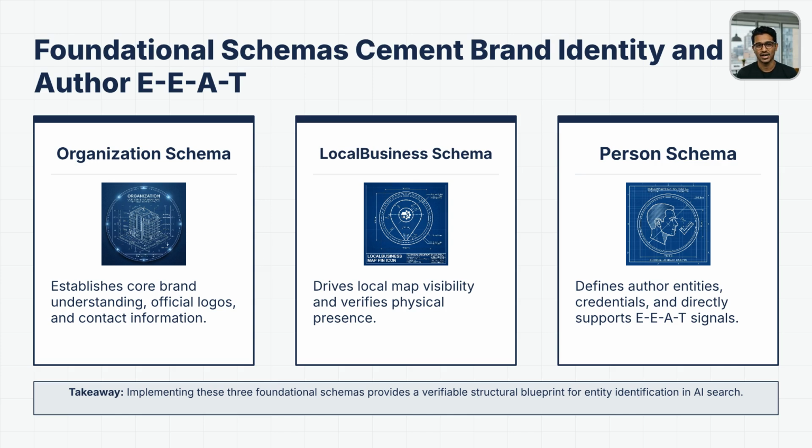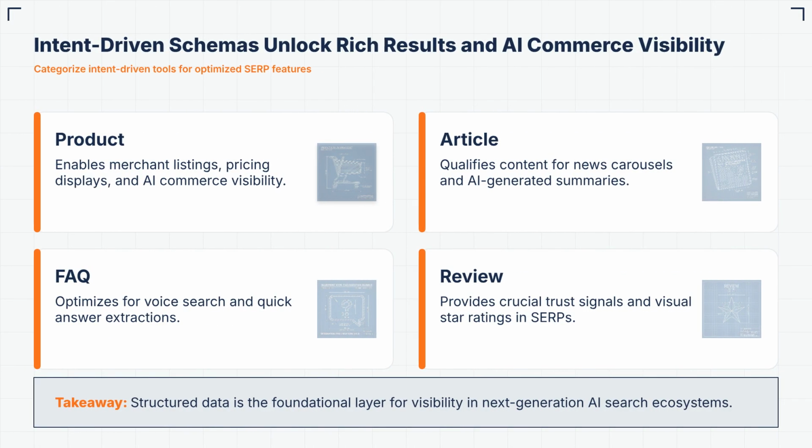These 3 verify who you are, where you're located, and who is behind your content, which is key for EEAT signals. For specific visibility, utilize intent-driven schemas like product, article, FAQ, and review. These types help you capture rich results and ensure your commerce or content assets stand out in AI ecosystems.